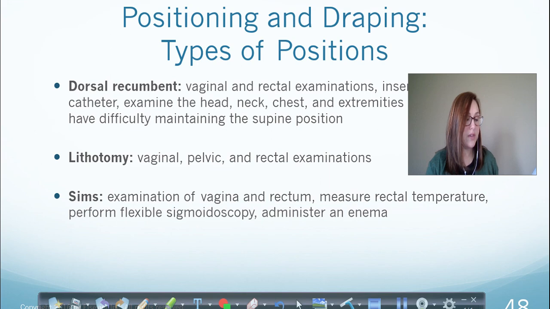A Sims exam. This can be used if you're going to get a rectal temperature, if someone is going to have some type of scope or enema in the office. The patient lies on their left side with their right knee and hip bent. Again, this one is on page 427.